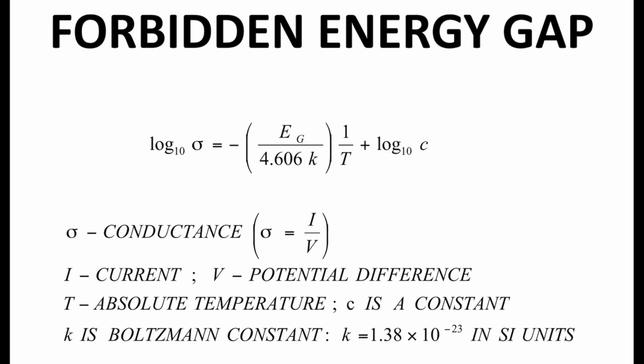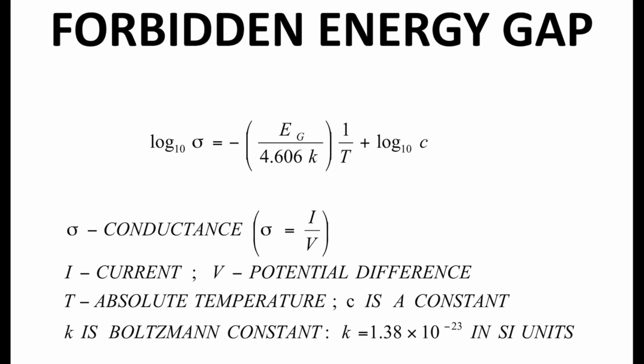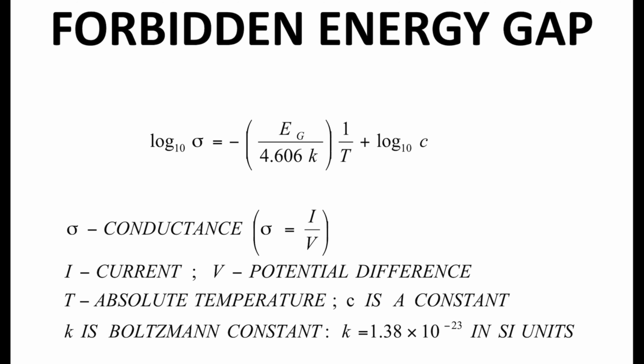In case of semiconductor materials, forbidden energy gap is related to electrical conductance sigma, as log sigma is equal to minus Eg divided by 4.606 K into 1 by T plus log of some constant C, where sigma represents conductance as the ratio of current to voltage. T is absolute temperature of the material.